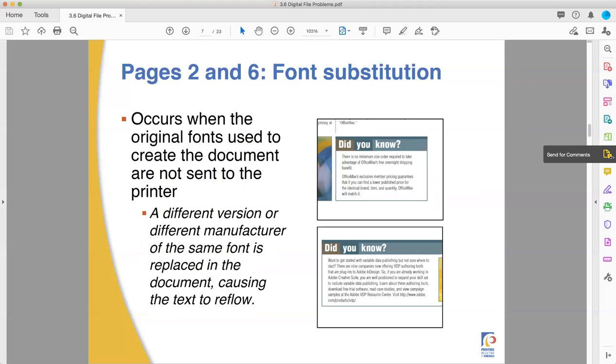Missing fonts at least show up as, oh, that's not supposed to be there. Font substitution looks like it's supposed to be there, but it's not actually there. And that's much more dangerous because it will still throw off your formatting. And it's called text reflow, where the spacing of the letters doesn't quite add up to what it should have if they use the same version.